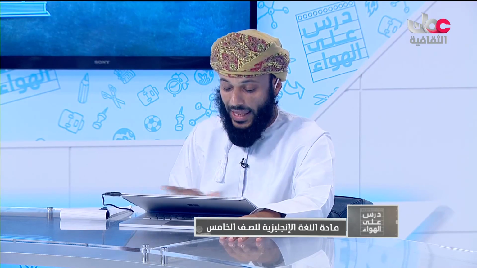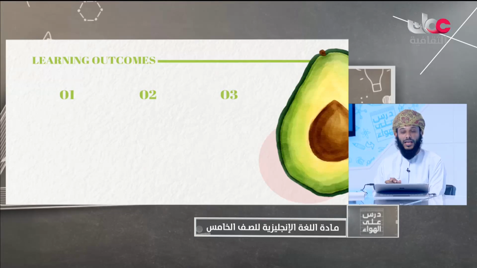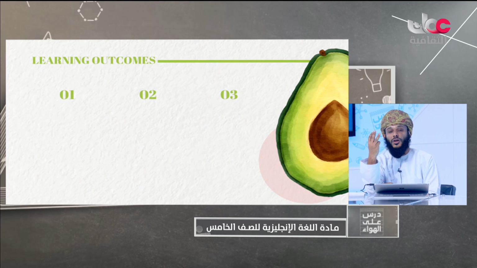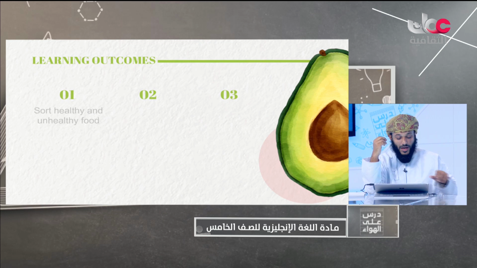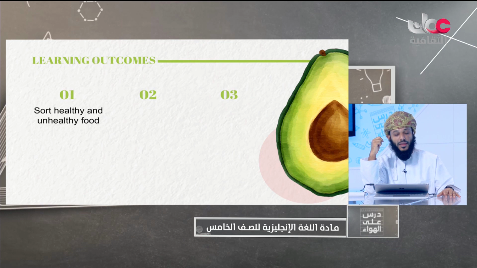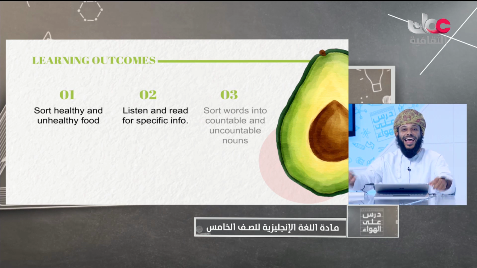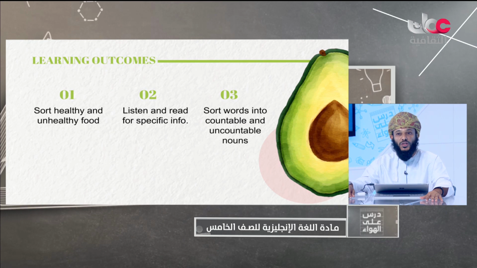Now, the first thing I'd like to focus on is the learning outcomes. Inshallah, we are going to have 3 learning outcomes today. The first one is to sort healthy and unhealthy food. The second one is to listen and read for specific information. And the third one is to sort words into countable and uncountable nouns. So again, keep smiling.